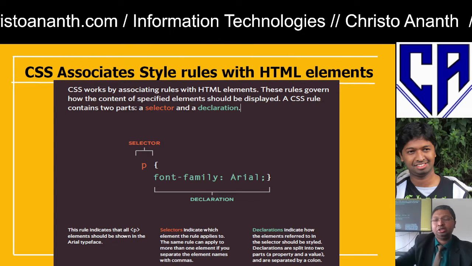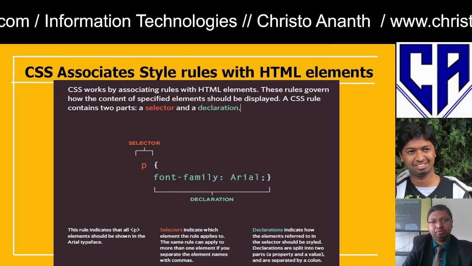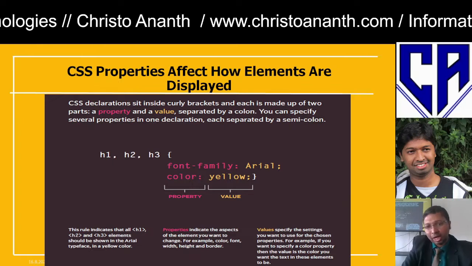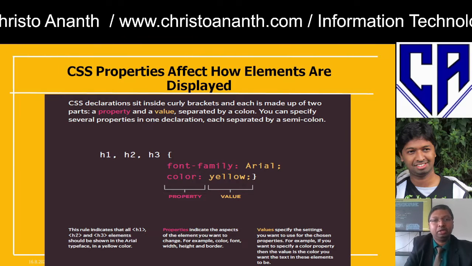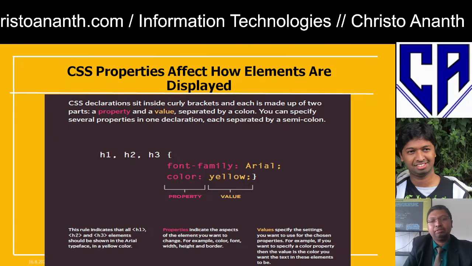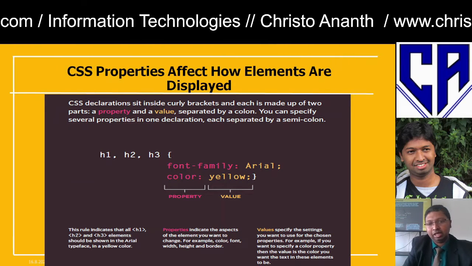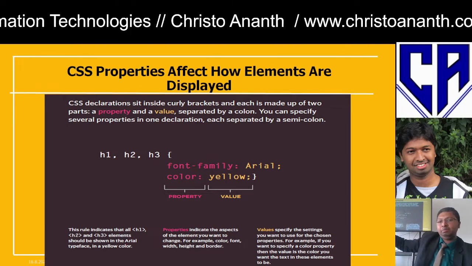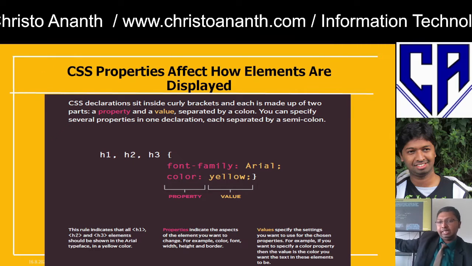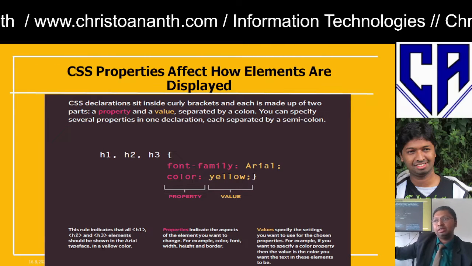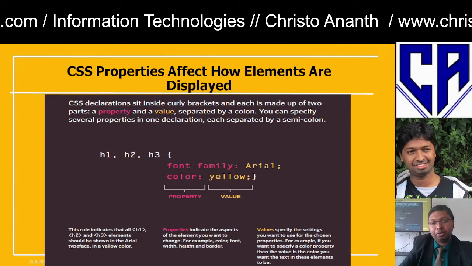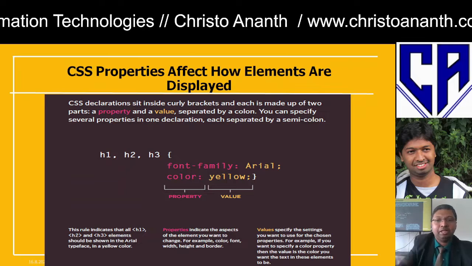So everything should be completed with a semicolon. And CSS properties affect how elements are being displayed. For example, H1, H2, H3: highest level heading, second level heading, third level heading, you have the font family to be Arial, color to be yellow. So if you can see, property and then value. Property is displayed in the pink color and this value is displayed in the yellow color. So this value, the color, is actually yellow. The property is nothing but the font family.